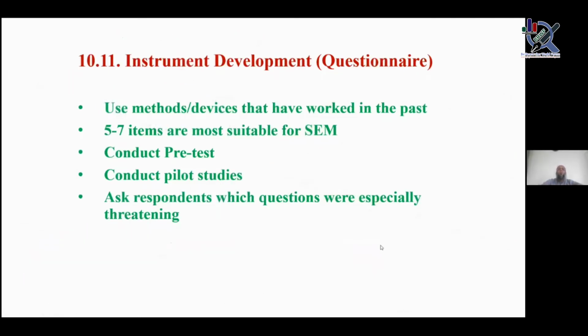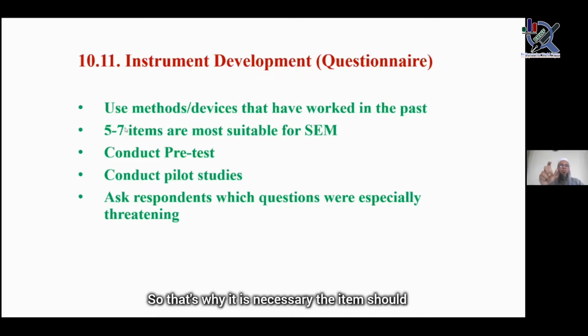Okay. Sometimes we cannot decide what the items or statements in our questionnaire will be for measuring a particular construct. It is better to have 5 to 7 items, which are most suitable for structural equation modeling. According to me as well, I would suggest you don't go beyond 7 and not fewer than 4, because beyond this the accurate result does not come. If it is more than 7 items, then your reliability will be high, but the average variance extracted will not be 50%. That's why it is necessary that the items should be 5 to 7.